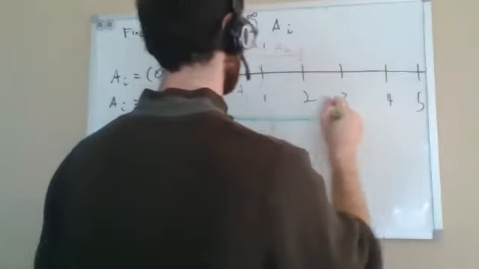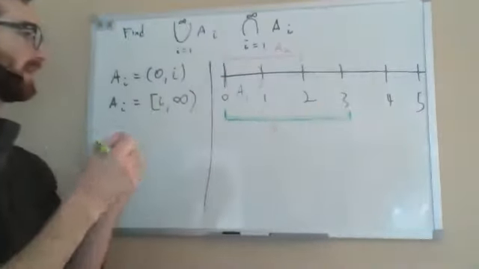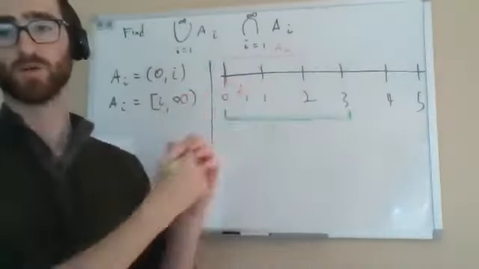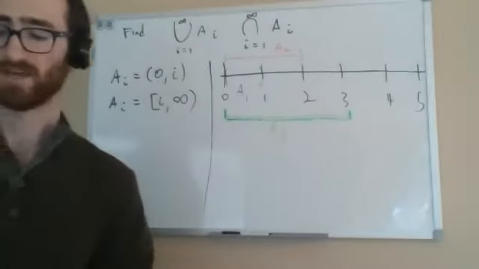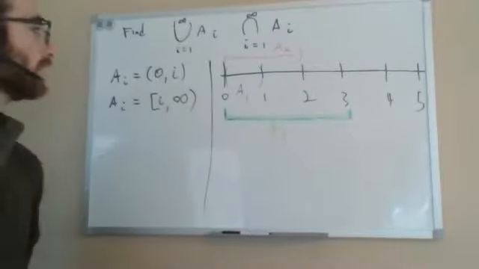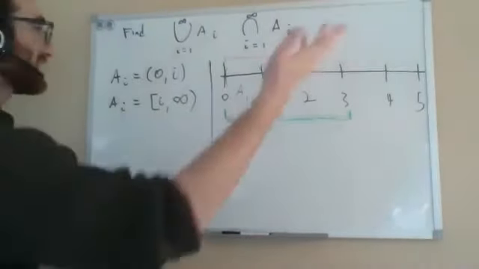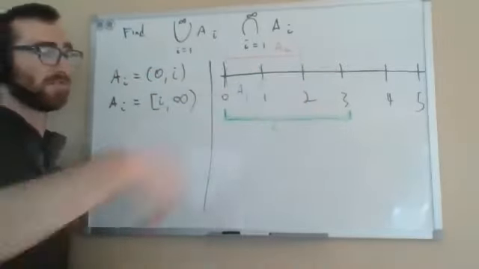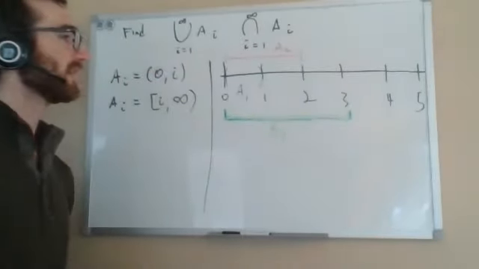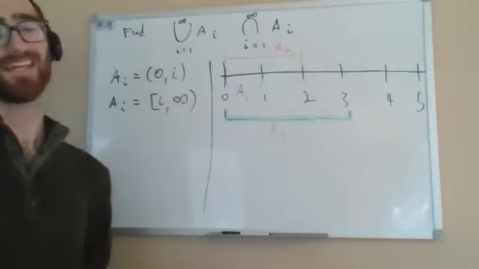The point is I'm doing intervals on the number line that don't include the endpoints. Okay, so with this in mind, what is the union of all of these sets? Remember, the union is anything that is inside any of these sets.